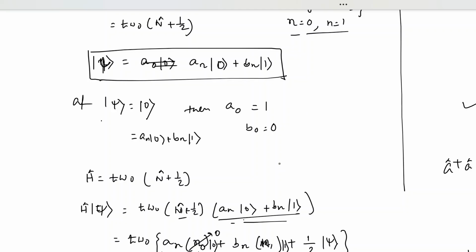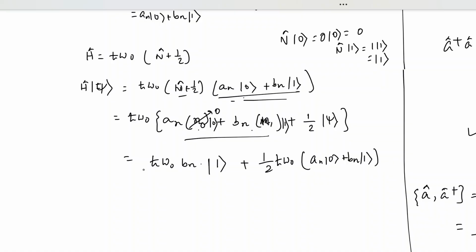Why? Because the number operator acting on 0 is actually 0 times 0, which is 0, and the number operator on the state 1 is 1 times 1, which is actually 1. So this is what we are getting. This term goes to 0 and this term is actually 1. So this is h cut omega naught b n, the 0 term you ignore, and b n into the state 1, plus the other term is half h cut omega naught times a n 0 plus b n 1, right?